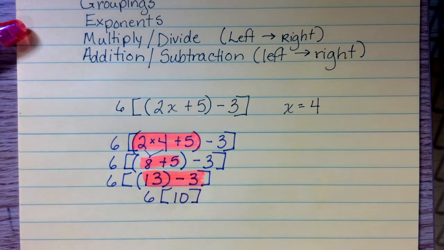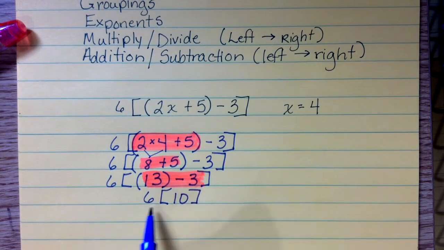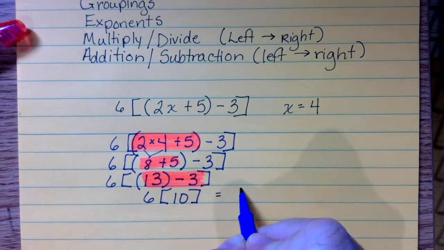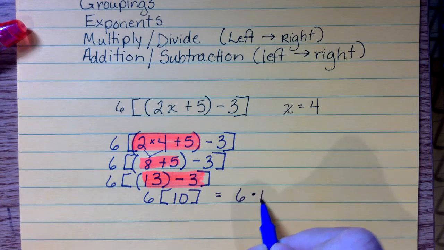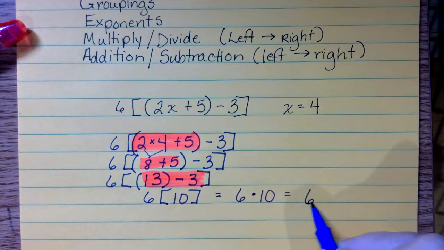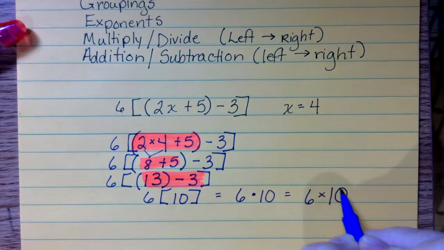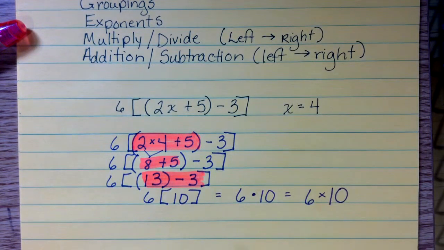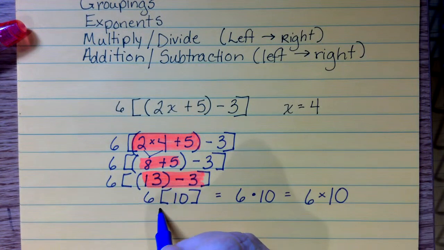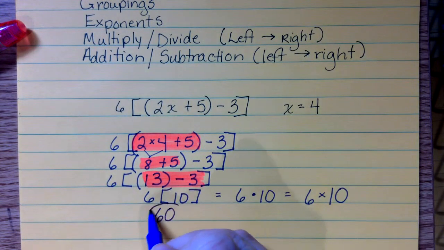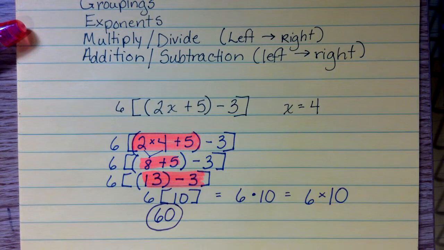At this point, it's very easy to figure out what to do next. First of all, a number up against a bracket like this, we talked about in a previous lesson, means multiplication. So it really means 6 times 10. Remember we said the little dot, or the brackets, or the multiplication sign all worked together. What is 6 times 10? 6 times 10 is 60. So in this expression, when it's solved, it is 60.